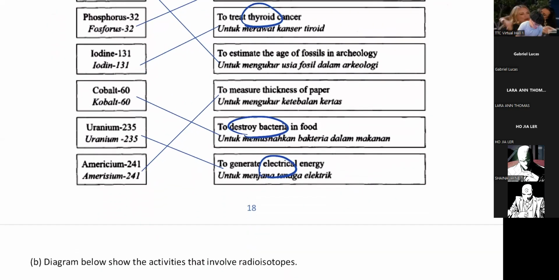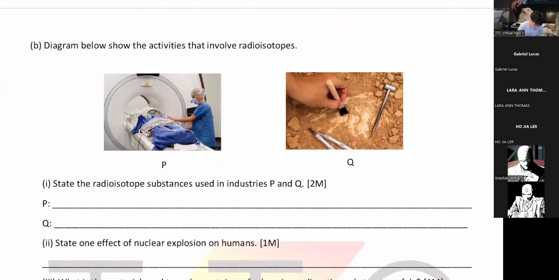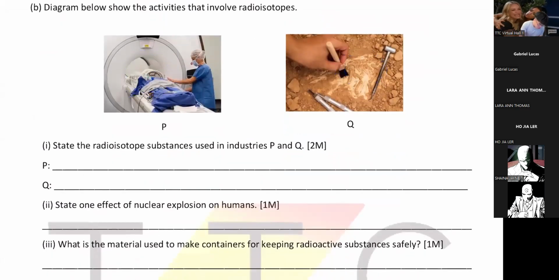What you see is what you get. Right, activities that involve radioisotopes. Obviously, this is your radiotherapy. This is archaeology. So what is used here? This is cobalt 60. This is your carbon 14.